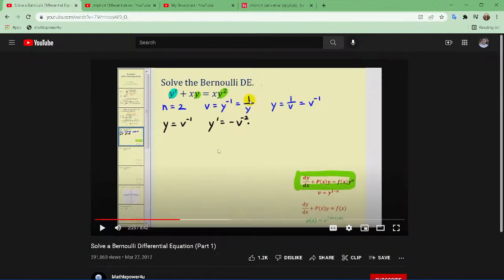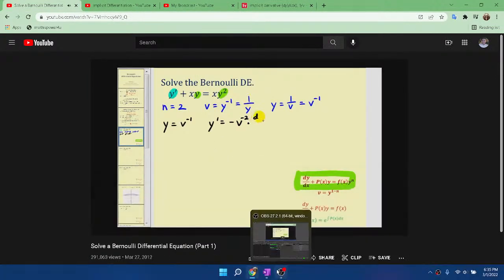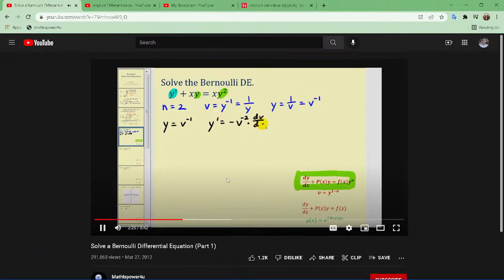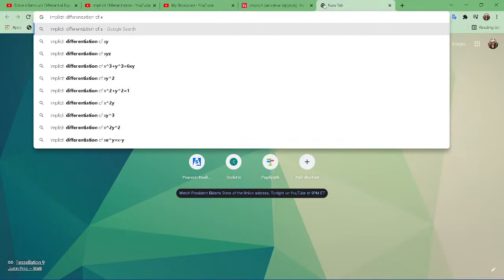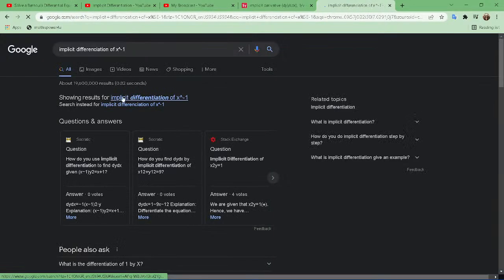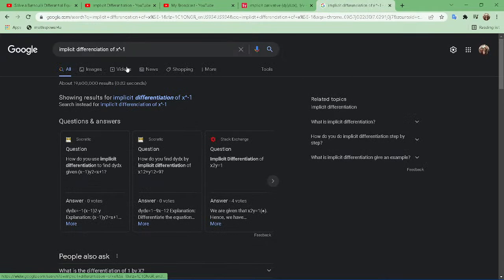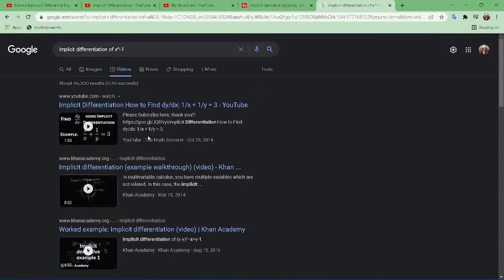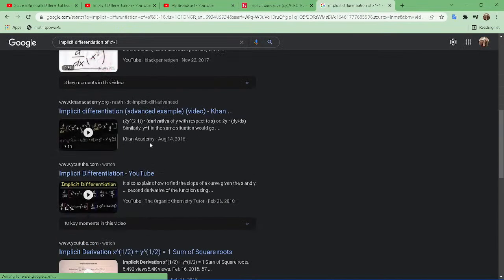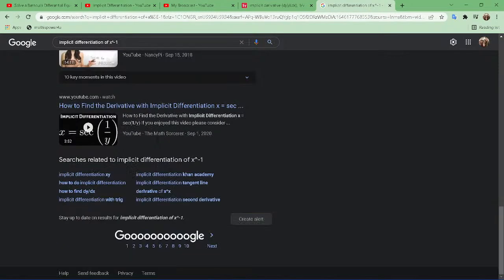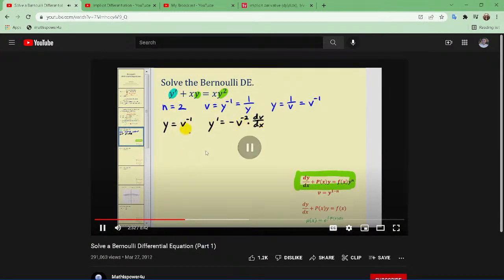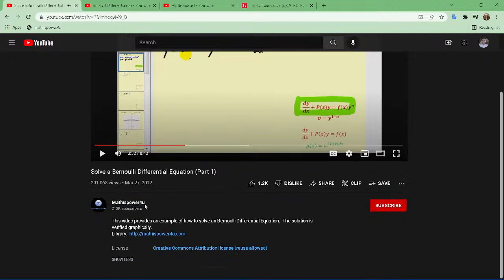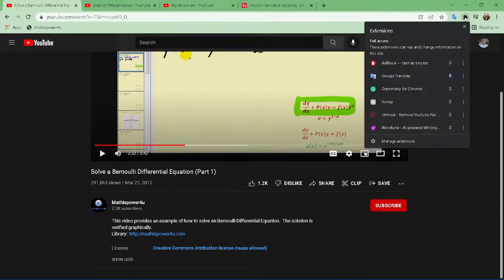Maybe you made a mistake. Again, we're applying the chain rule here because we want the derivative in terms of x. Of x to the minus 1. X, not just v. Maybe someone in the comments posted something.